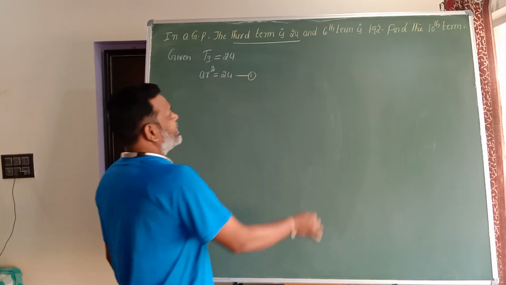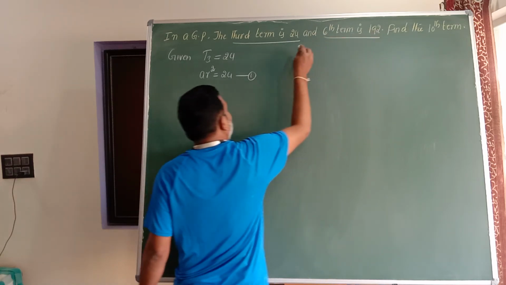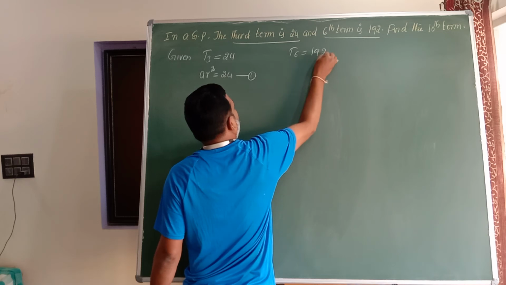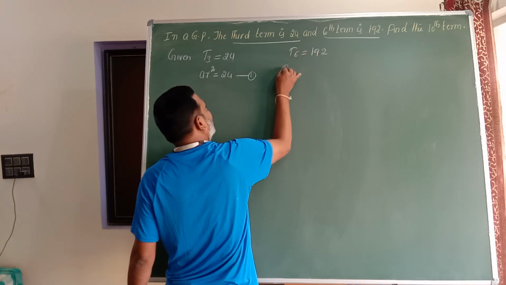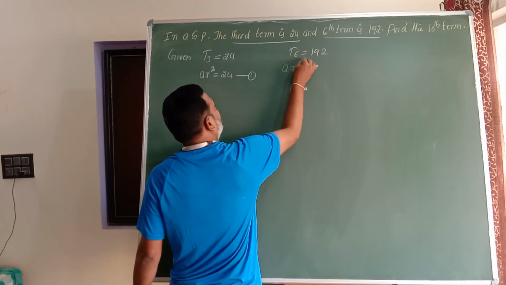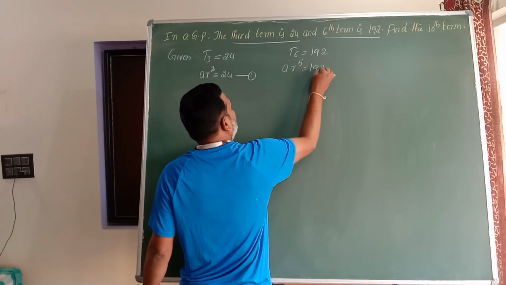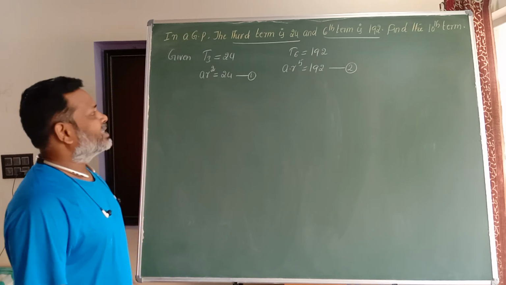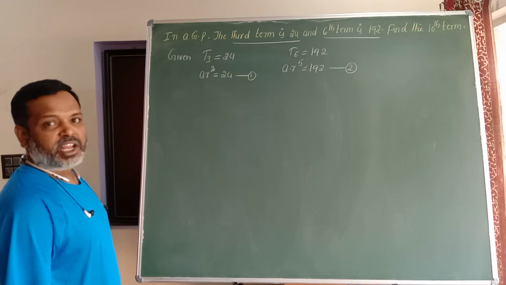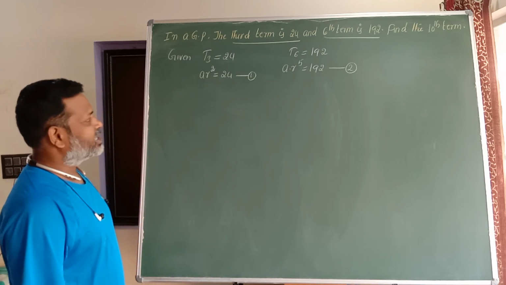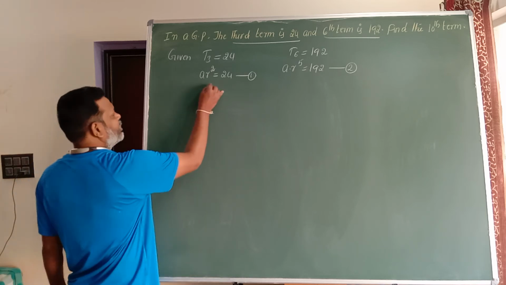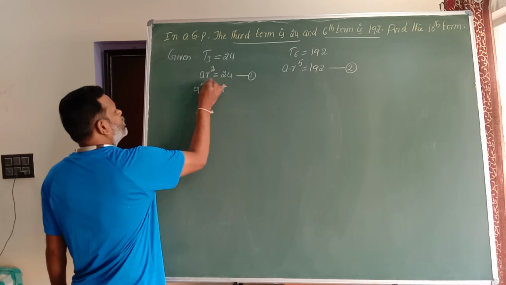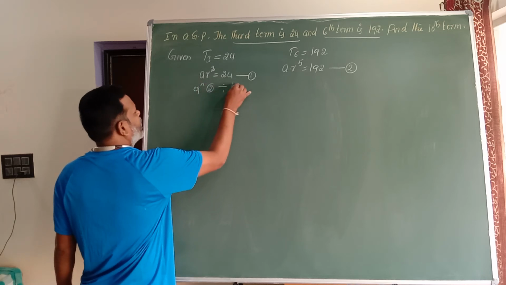And they are given the sixth term is 192. The sixth term is nothing but T6, that is equal to 192. Instead of T6 I can write A into R power 5 is equal to 192. That will be equation number 2. Here the highest term is the second equation, the lowest term is the first equation. We have to consider equation 2 divided by equation 1.